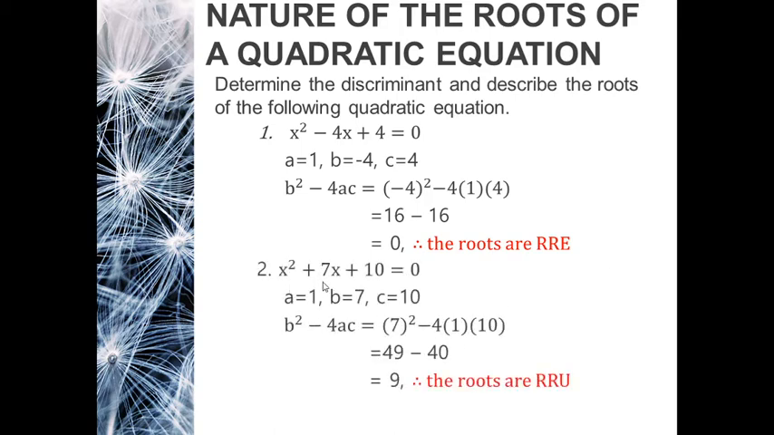Second example, we have x squared plus 7x plus 10 is equal to 0. So we identify the values of a, b, and c. Our a is 1, our b is positive 7, and our c is positive 10. So we replace the values to the discriminant. We have here 7 squared minus 4 times 1 times 10. 7 squared is 49. Then we have negative 4 times 1 is negative 4 times 10. So we have negative 40. So 49 minus 40 is positive 9. Since 9 is a perfect square, therefore our roots are real, rational, and unequal.